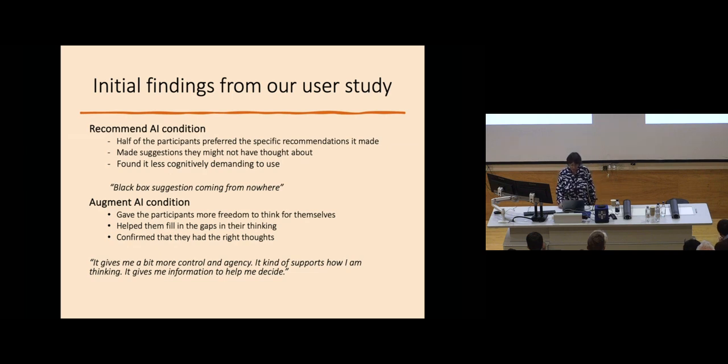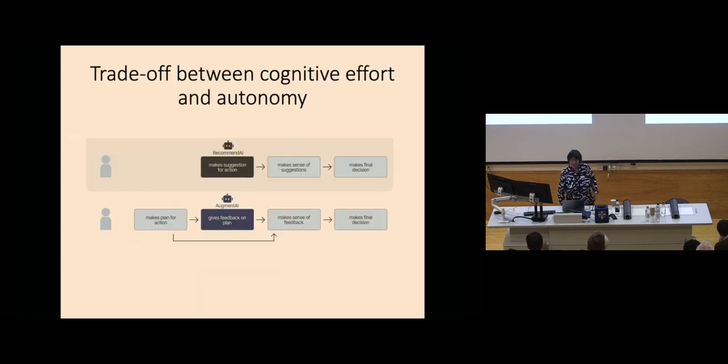So just to summarize what we think is going on, there's a trade-off here between the amount of cognitive effort that's required and the autonomy you have as a user. When you've just got the AI making a suggestion for action, the user just has to make sense of that suggestion and make a final decision whether to act on it or not.